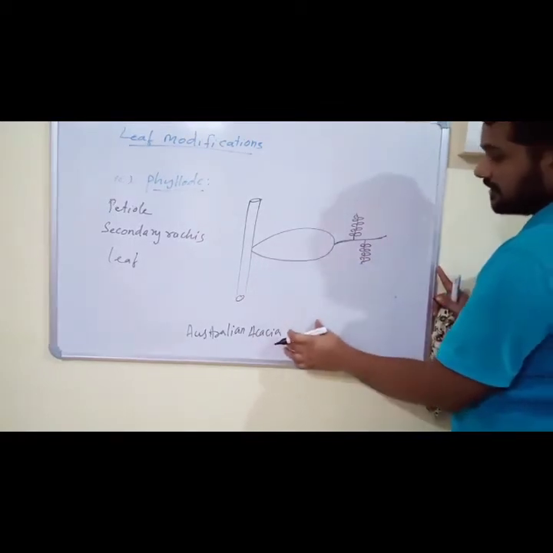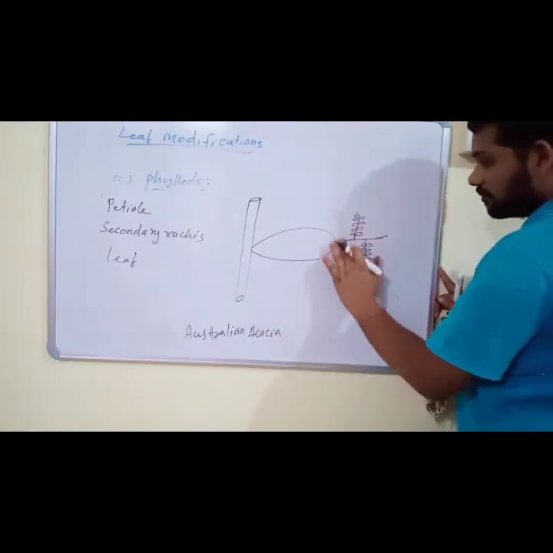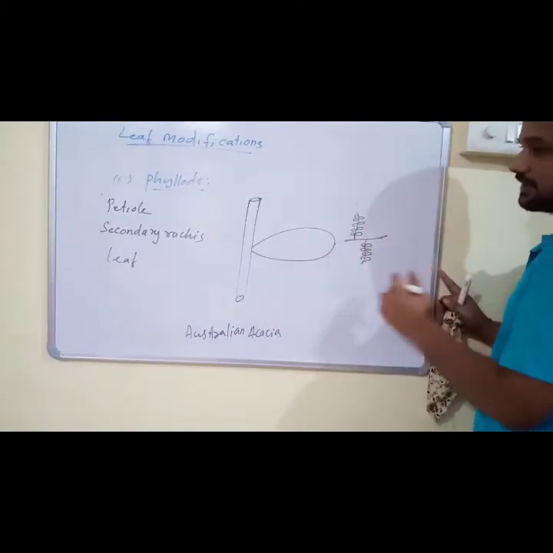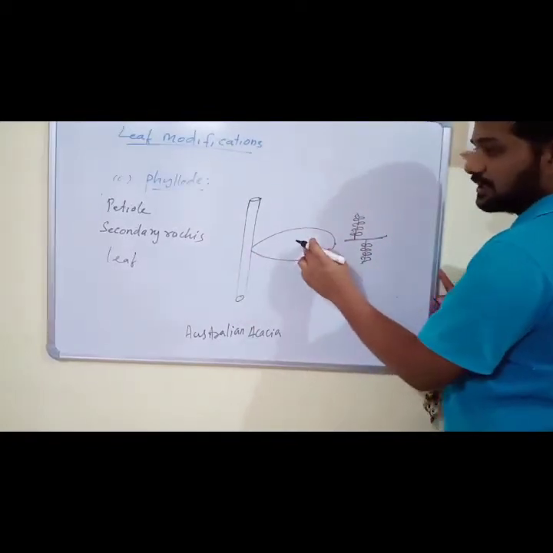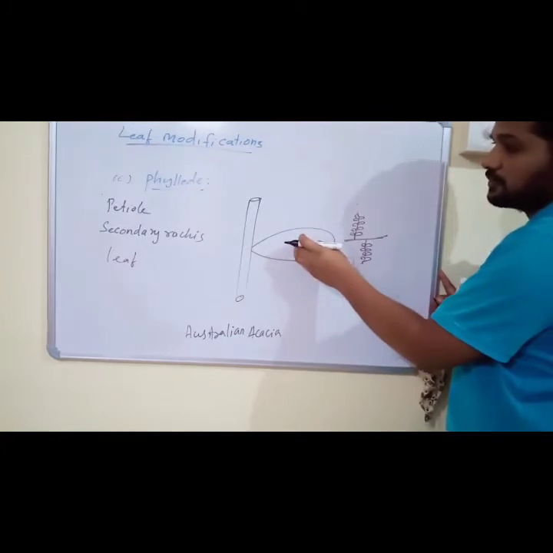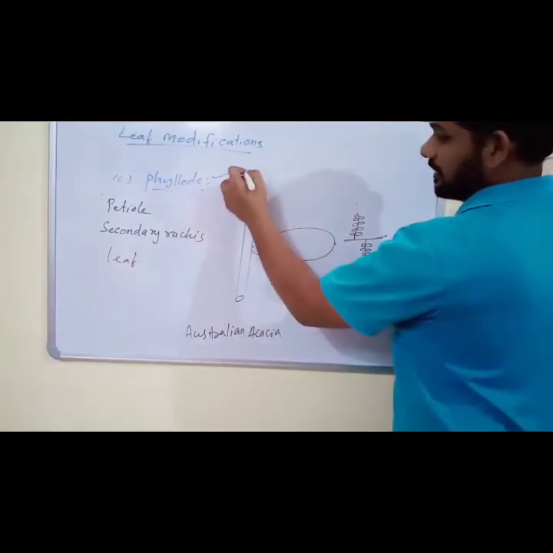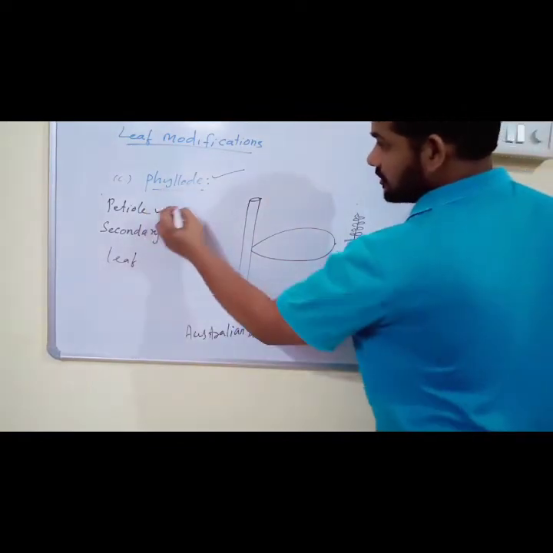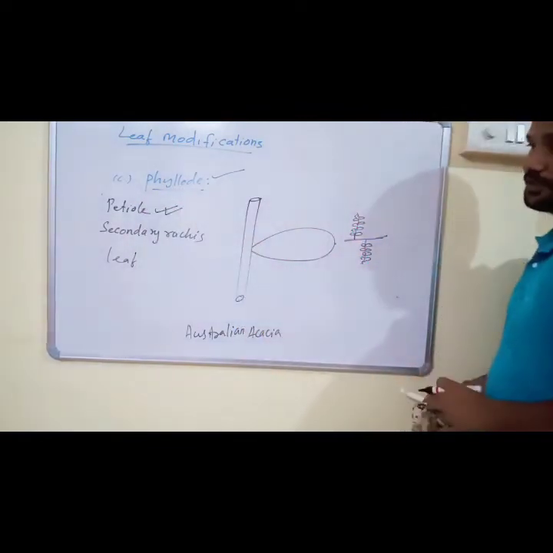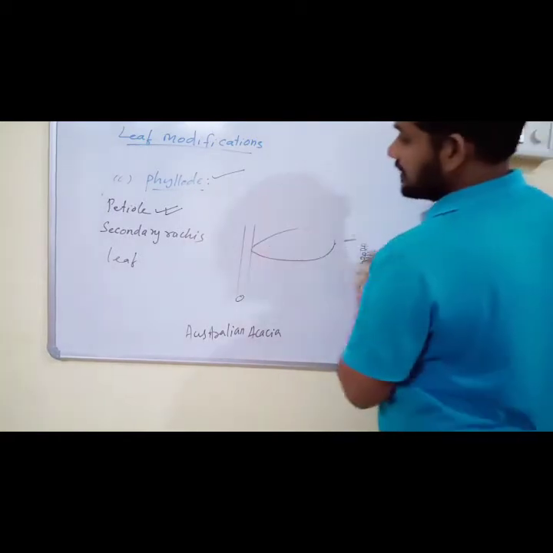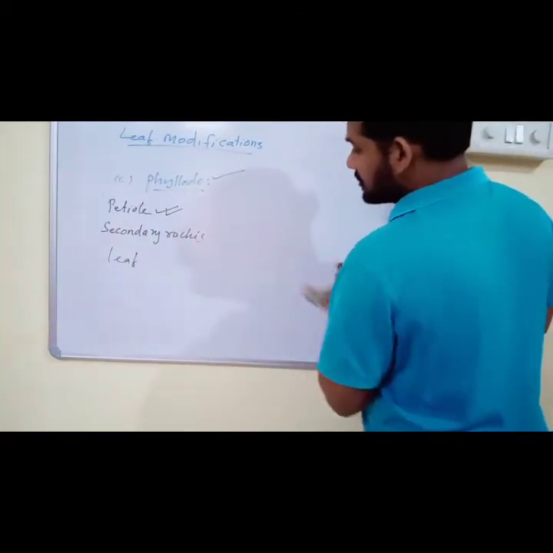And in this Australian acacia, the bipinnate compound leaf soon falls off. After that, the petiole modified into green leaf-like structure which performs photosynthesis, and this green flattened structure is called phyllode. In Australian acacia, which part is modified into phyllode? That is petiole.